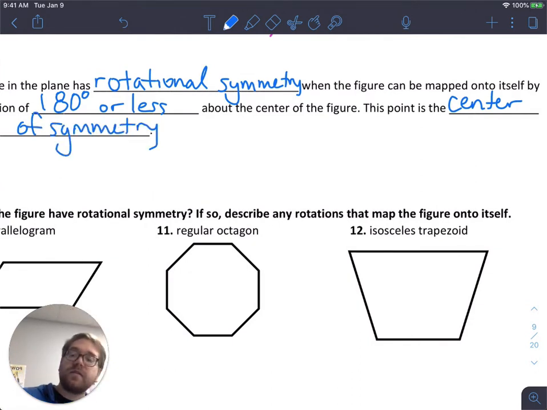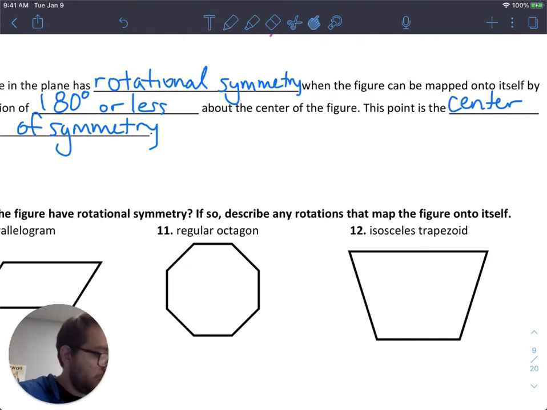So remember, in the past, with reflection, we talked about a line of symmetry, where it's kind of like cutting it in half, and then we fold it on top of itself. With the center of symmetry, it's if we rotate it and it stays the same. If we rotate it 180 degrees or less, at some point, if we can get it to be mapped onto itself where it looks the exact same, then we say that has rotational symmetry, and it rotates about the center of symmetry.